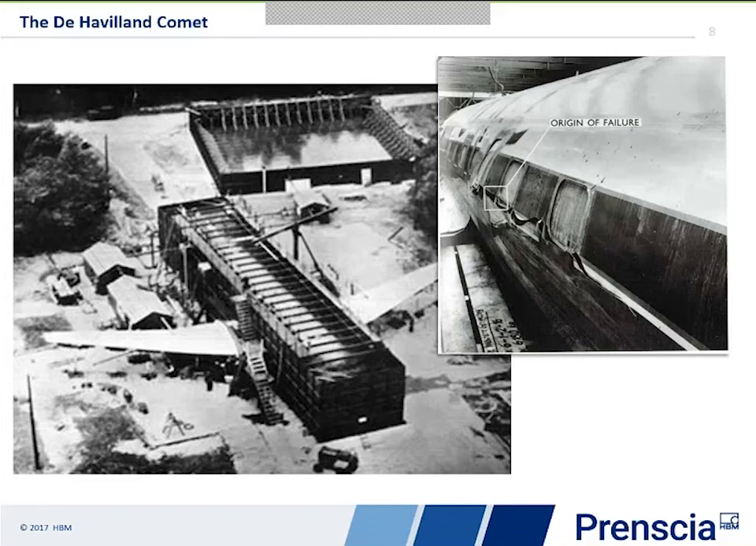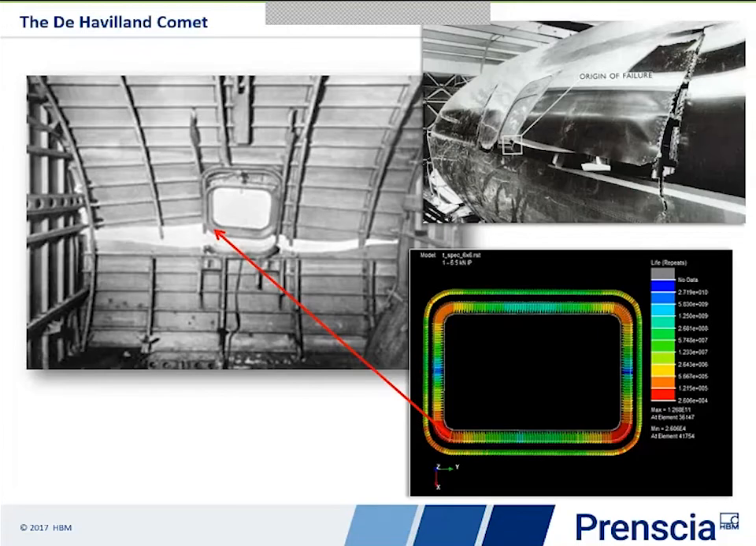Now, of course, when we look at this in the history books, most people think of the failure as being down to the square windows of the Comet. Later marks of the Comet had oval windows put in. There were other changes too: the skin thickness was changed, the frame and stringer spacing was changed, and so on.